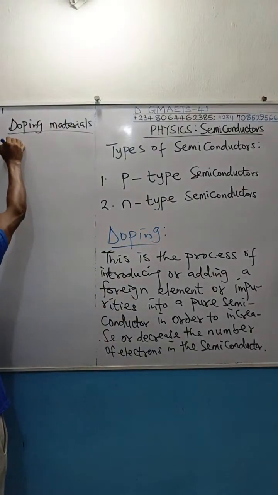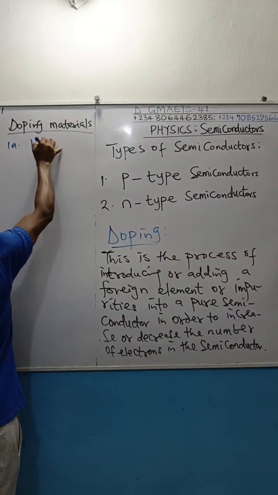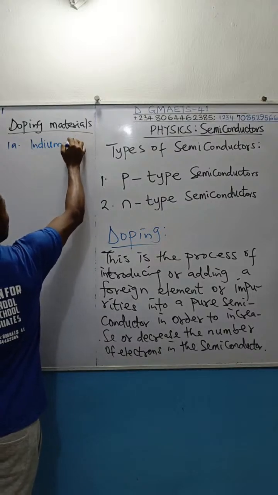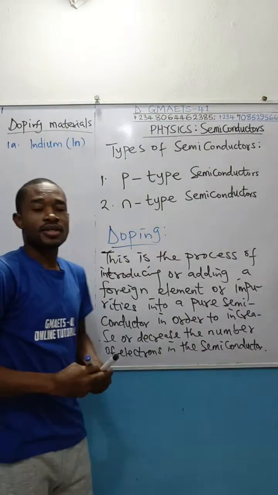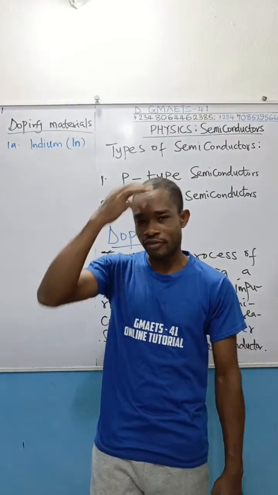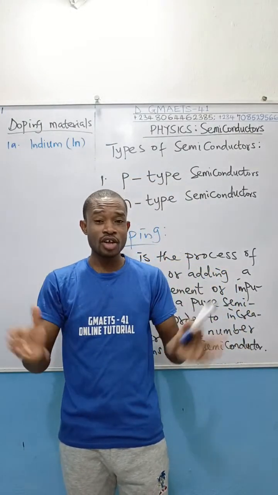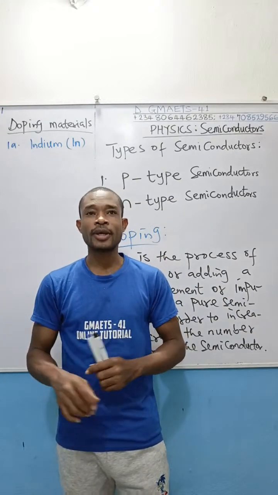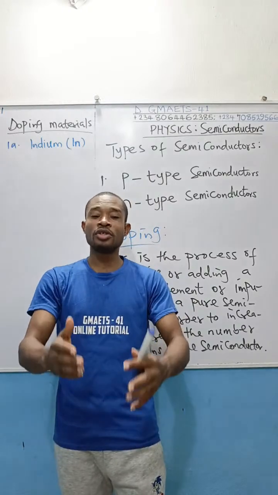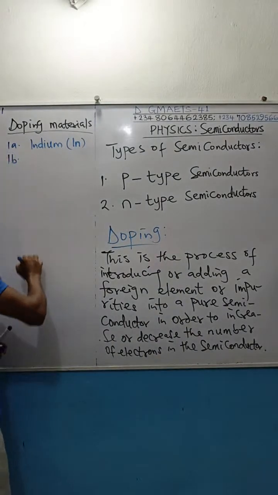I'm going to give you doping materials. One, let's say 1A, indium, In. That's the symbol for indium as an element. Indium is an element. Why not find the atomic number of indium? Find the atomic number of indium, although that is not really of importance in this topic. But I'd like you to know the valence electron of indium. I'll tell you, but you can still go ahead and find out. Then 1B, boron.